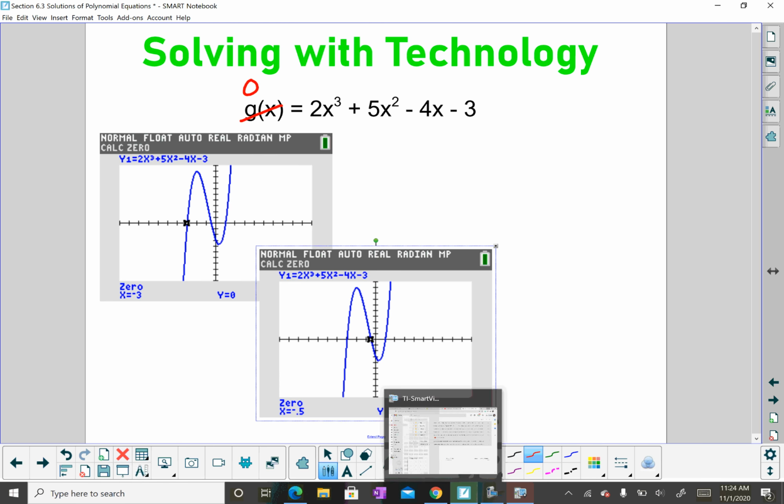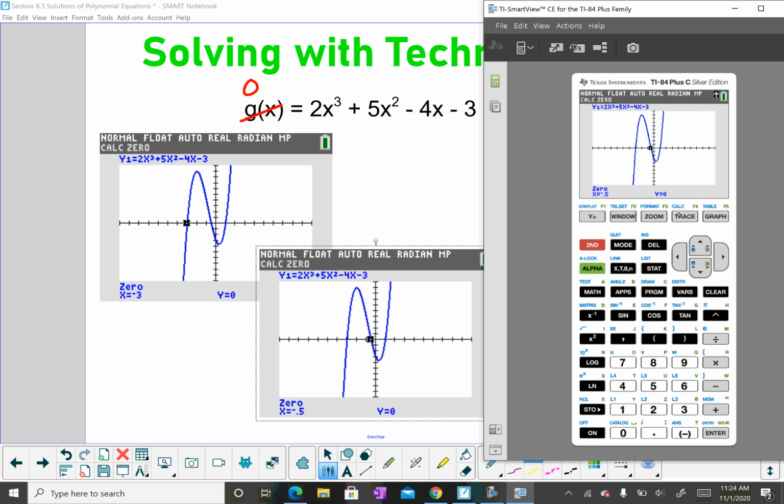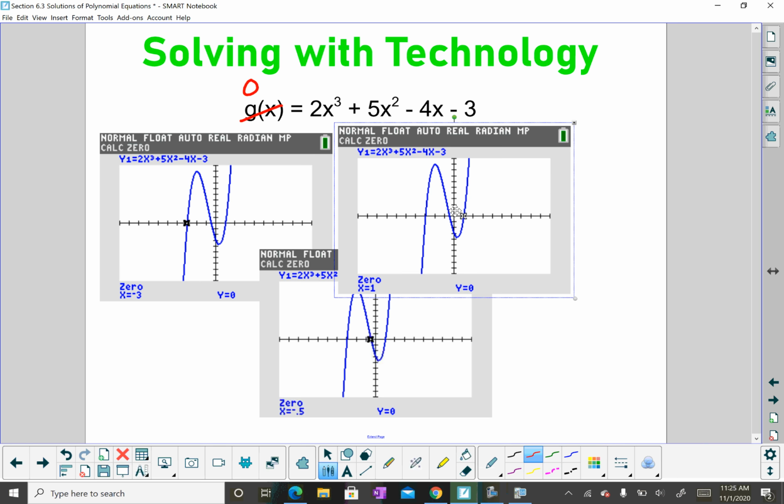And we're going to do it one more time. Second, trace, 0, number 2. And then the last one looks like it's occurring at about 1. So I'm going to say left bound, -0.5. Oh, sorry, I don't want to do that. I want +0.5. Let's try that again. Just start it over there. So left bound, +0.5. Right bound, let's make it 1.5. And that's got it on either side. That's good. And guess, and I do have a 0 at 1. So that is my third and final solution.